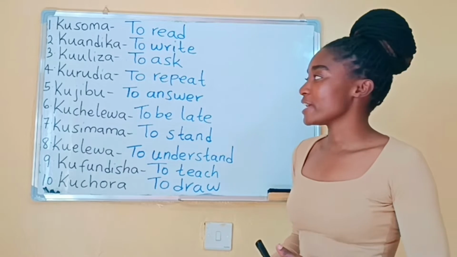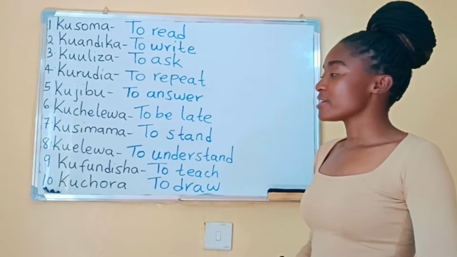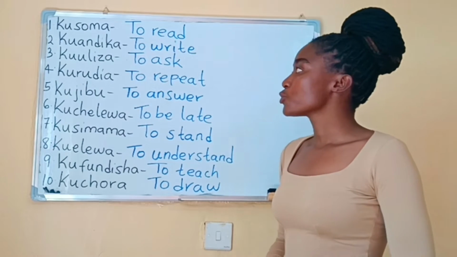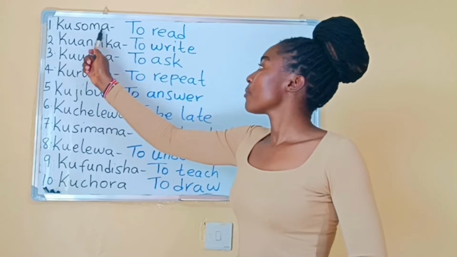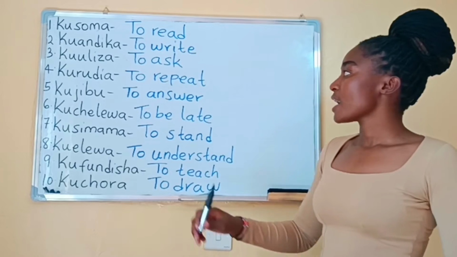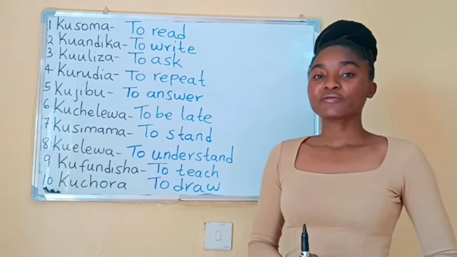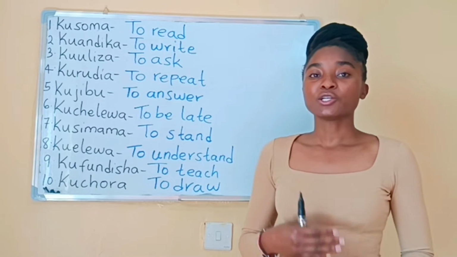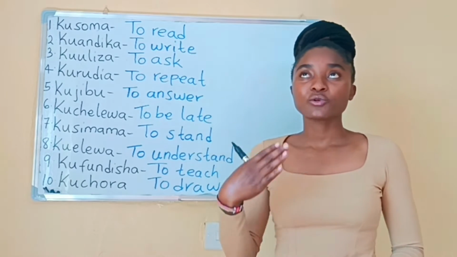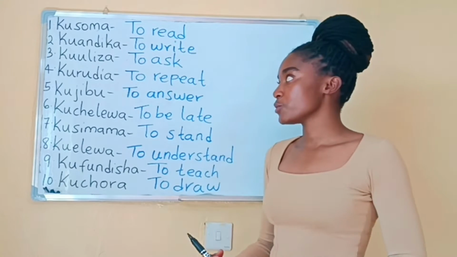So let's go ahead and start the verbs. The first one that I have is very simple. Kusoma. This is how we say it. Kusoma. So you realize I have started my verbs with ku. Most of the Swahili verbs normally start with ku, which is to, like saying to do something, okay? So you say to, and then you mention the action that you are doing.